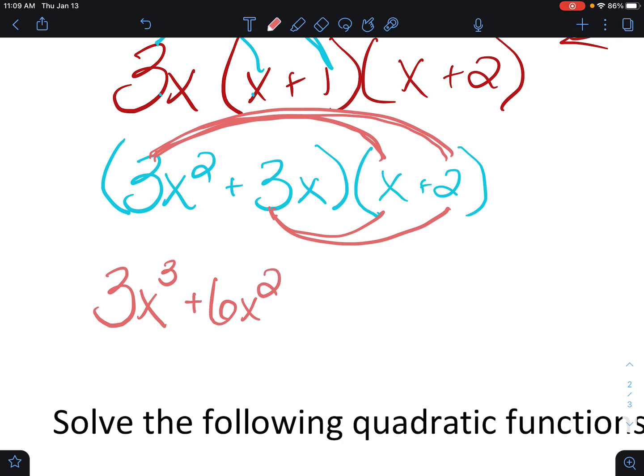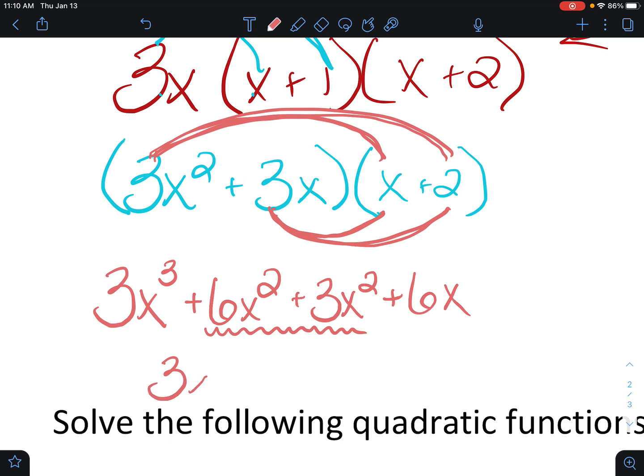And now we distribute the 3x. So 3x times x gives me plus 3x squared. And then 3x times 2 gives me plus 6x. We're going to combine the like terms in the middle. And we'll get 3x squared. 6 plus 3 gives me plus, oh, not squared.